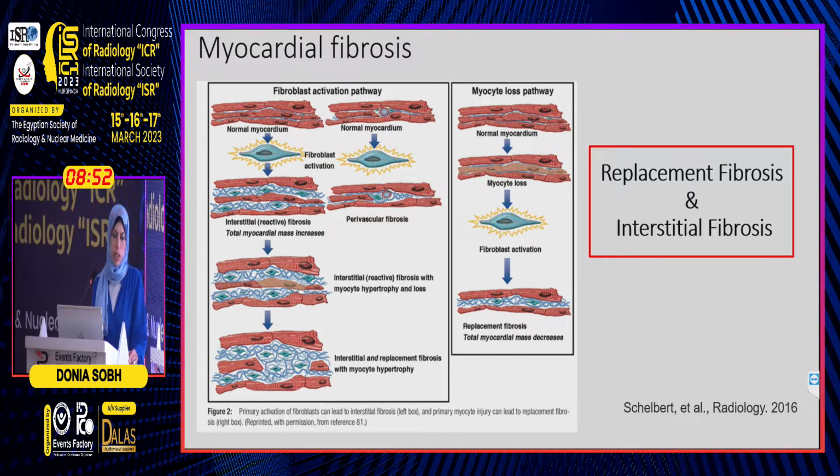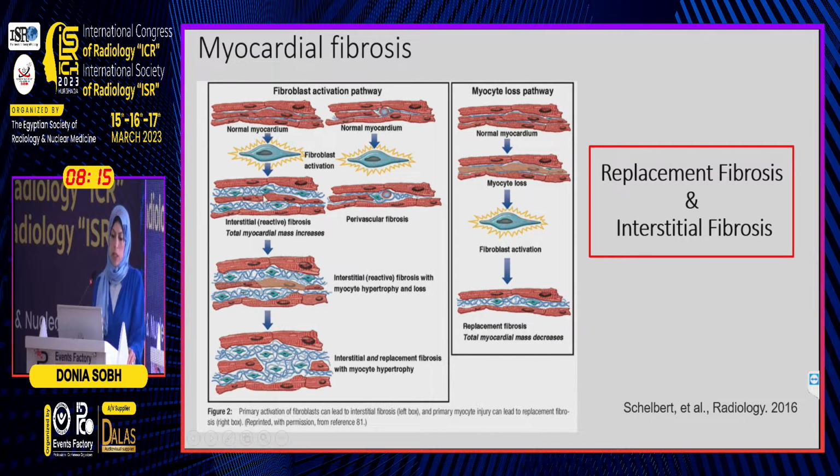So I will first explain the pathology of myocardial fibrosis. We have two mechanisms. The first is myocyte loss, where the myocytes are diseased and it causes fibroblast activation, and the area where the myocardium is lost is replaced by fibrosis. This is what's called replacement fibrosis. The other pathway is fibroblast activation, and this can occur in a perivascular location, like in patients with diabetes, hypertension, or volume or pressure overload.